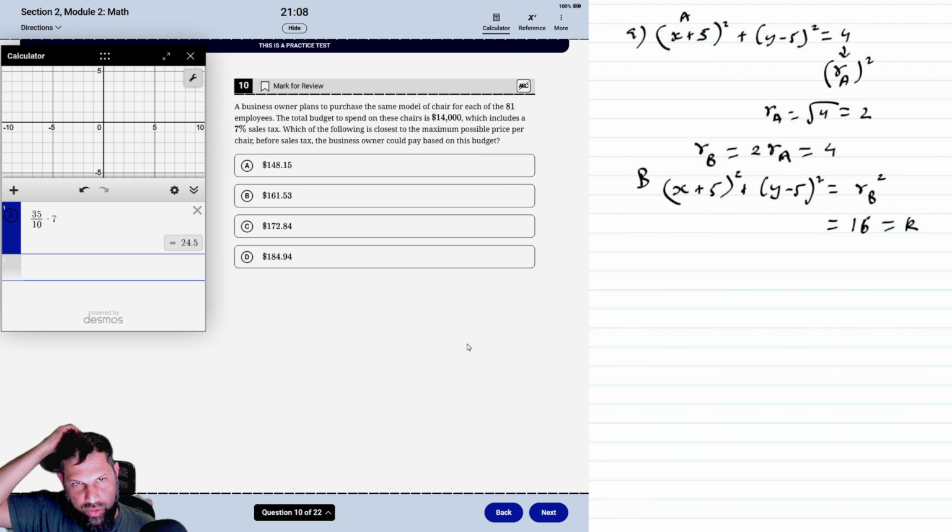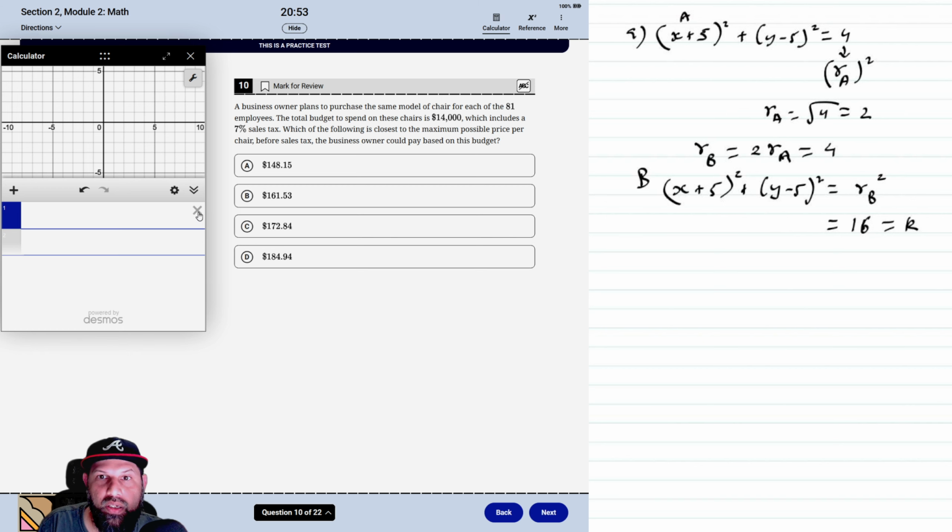Number 10. A business owner plans to purchase the same model of chair for each of the 81 employees. The total budget is $14,000, which includes a 7% sales tax. Which of the following is closest to the maximum possible price per chair before sales tax?